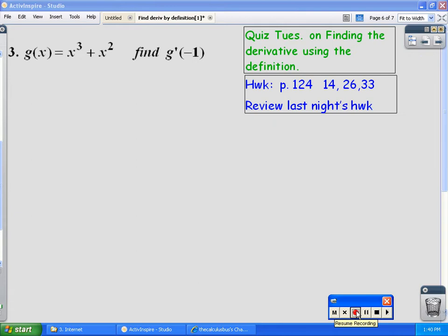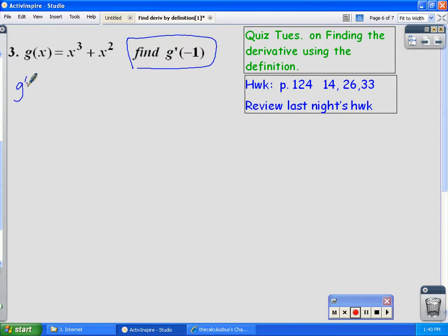All right, let's take a look at the next problem. We are trying to find the derivative of the g function at a particular value, negative 1. So we have this cubic function, and we're trying to find the slope of the line tangent to the curve at negative 1. So the first thing I have to do is find the derivative. If I'm going to find the derivative, I'm going to write down the formula.